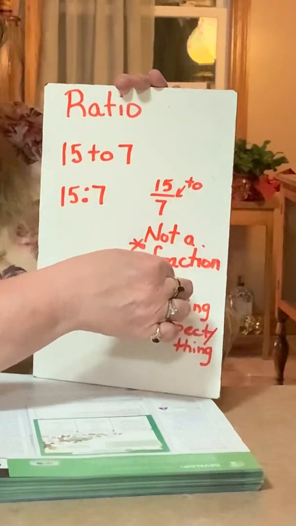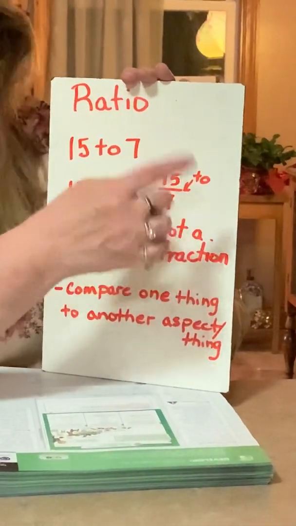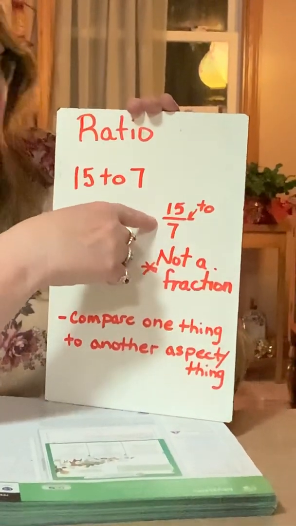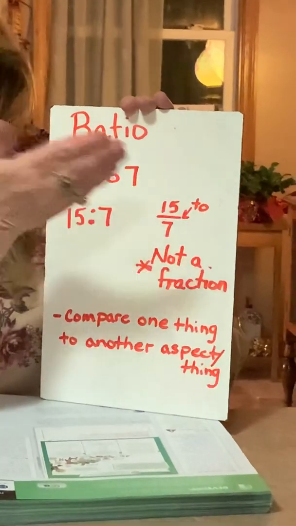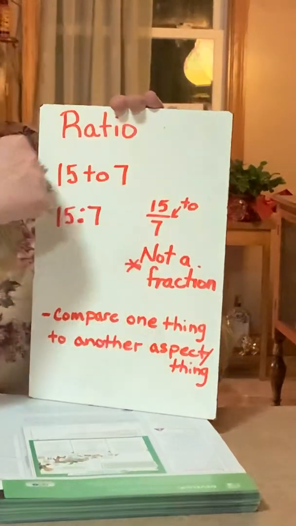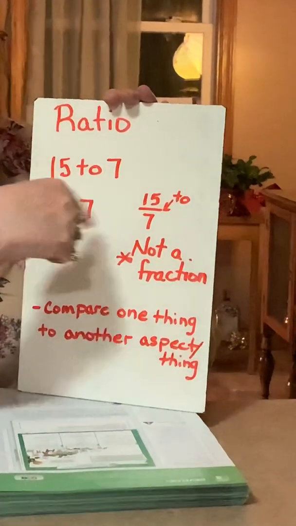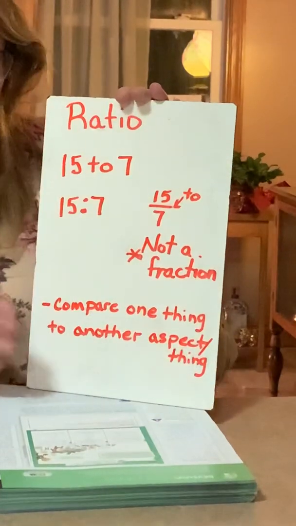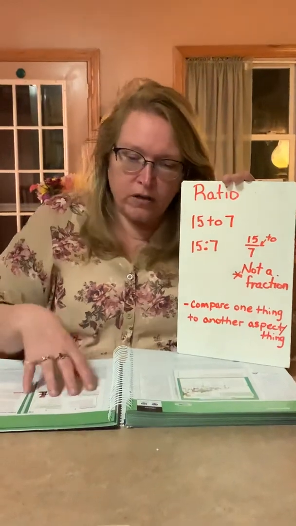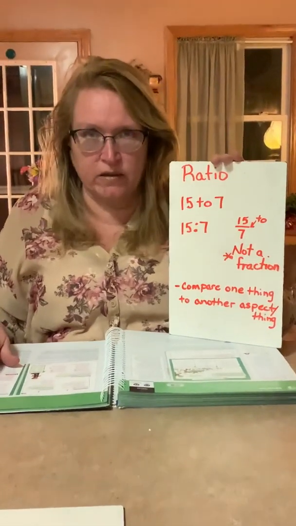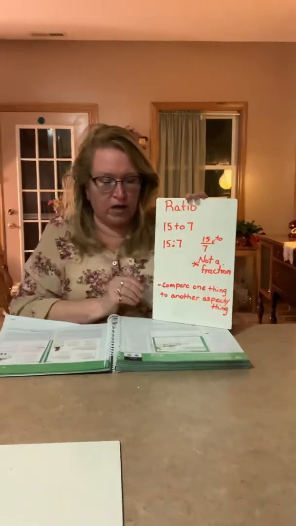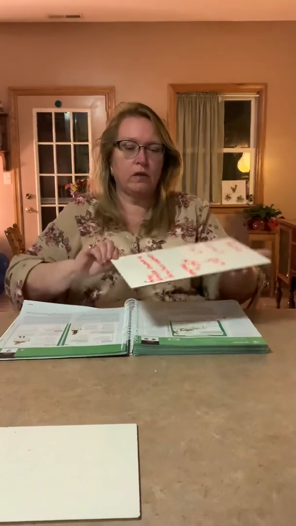Not a fraction. You are not going to say that's 15 sevenths and try to change it into a mixed number. No, this is not an improper fraction. This is just a ratio that's stating how one thing is compared to another thing. So again, a ratio is when you compare one part of a thing to another aspect of it. Not a fraction, although it looks a little bit like it. Remember that, it's a ratio.